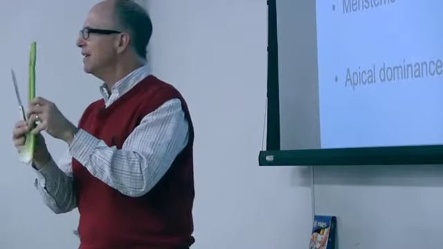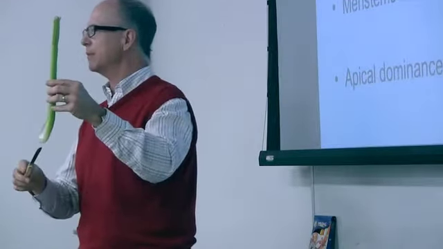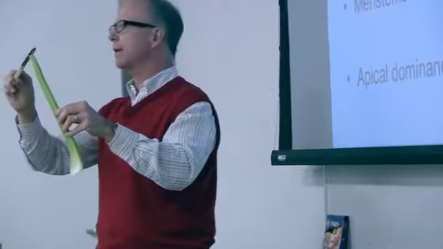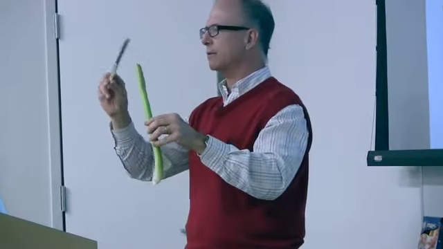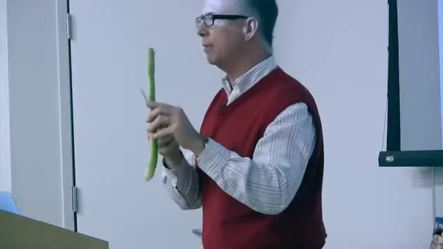This is the leaf. This is the petiole. You eat mostly petiole. This is the blade up in here. For the most part, it's trimmed off. And this is the leaf. There's no buds on here.